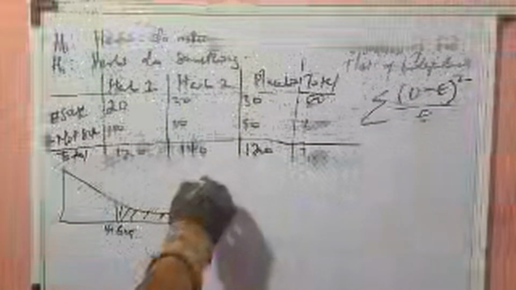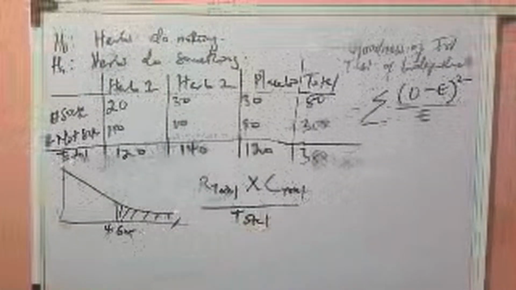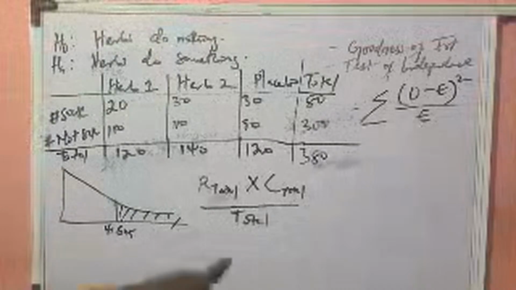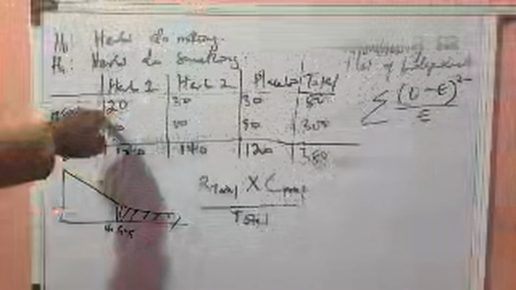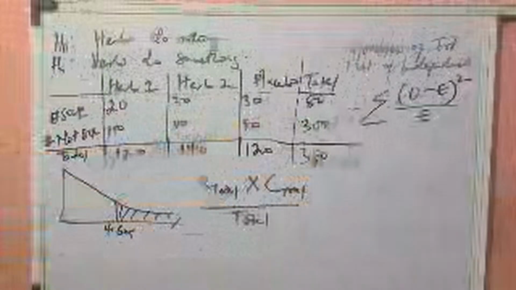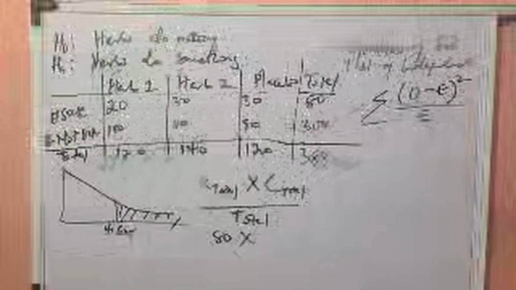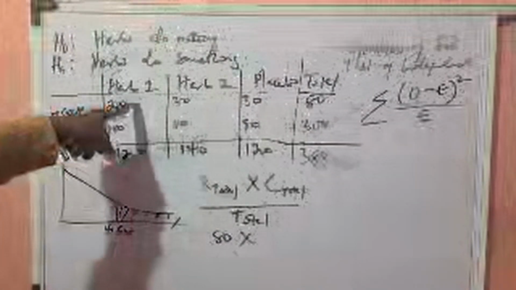You're going to be using row total multiplied by column total over total. What I really mean here by total is the entire total. So now look at what we're going to do right here. If I want to find the entry 20, 20 is on row 1. What's the total on row 1? 80. So I'm going to be writing 80 multiplied by the column total. This entry 20 is on what column?